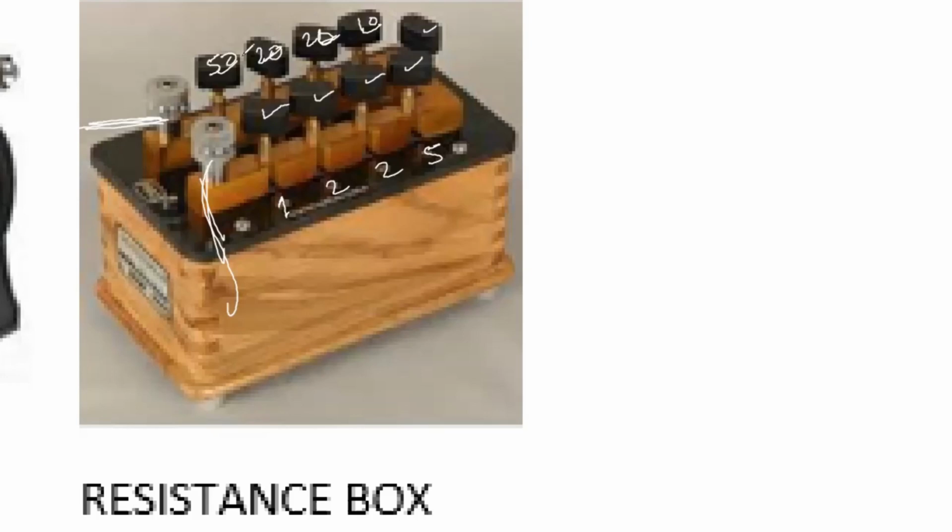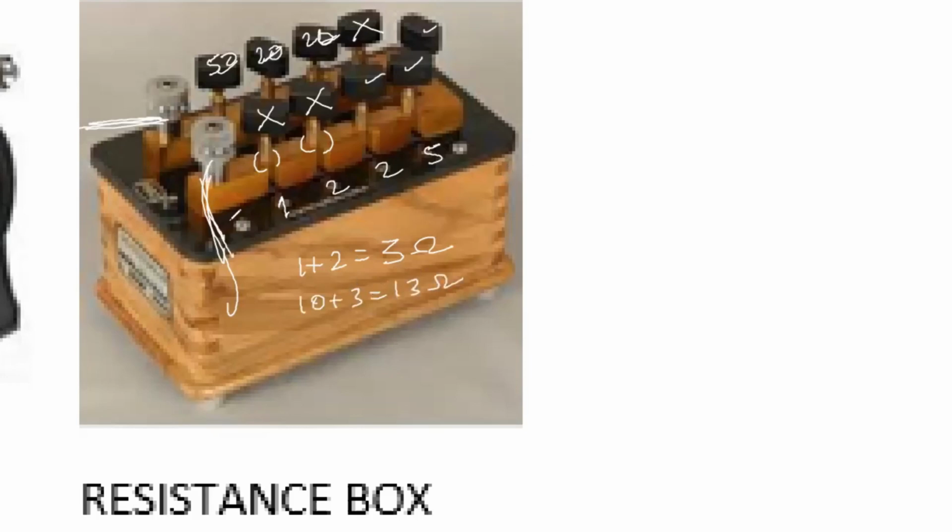Now, how does this work? When you remove the key, say for example, you remove this key and this key, it will be open over here. So in the circuit, the resistance that will get added will be 3 ohms. If you remove one more, say this 10, the total resistance will be 10 plus 3, that is 13 ohms.